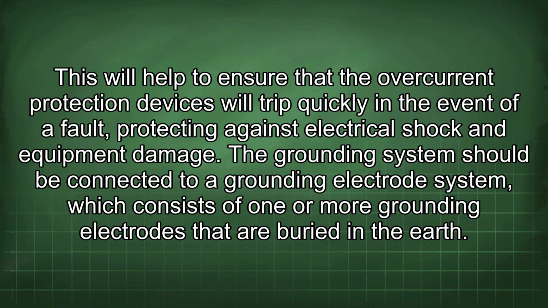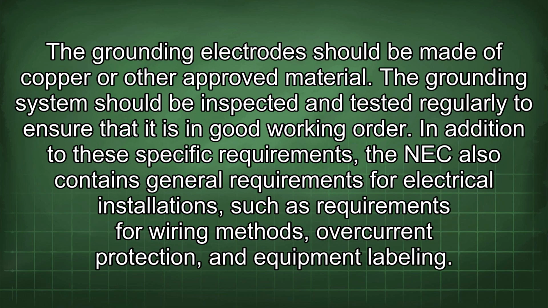The grounding system should be connected to a grounding electrode system, which consists of one or more grounding electrodes that are buried in the earth. The grounding electrode should be made of copper or other approved material. The grounding system should be inspected and tested regularly to ensure that it is in good working order.